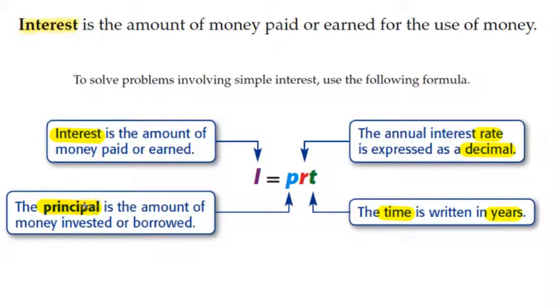P stands for principal, and it's the amount of money that you're either borrowing or investing. So in the car example, we were borrowing $4,000. That was the principal amount. R is the interest rate, and this is an annual interest rate, meaning it's in years. It's expressed as a decimal. The time is also written in years, so you'll often see this as a fraction, as a part of a twelfth, because there are 12 months in a year. 8 months would be 8/12, okay? So the time is always in years.